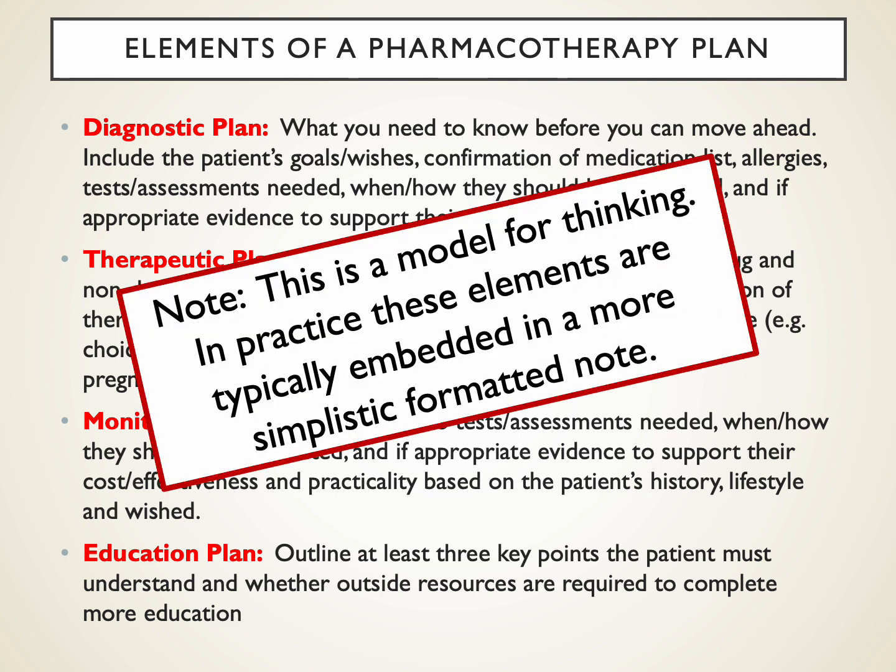So keep in mind that all of this is a model for thinking, that in practice you may see all of this digested in a more simple note. You could well imagine that the first time you have to come up with a pharmacotherapy plan for a patient, it may take you hours to do one and you get quite frustrated. And the next time you do it, it may take you only 3 hours. And the third time you do it, it may take you 2.5 hours. And the next time, 2 hours.